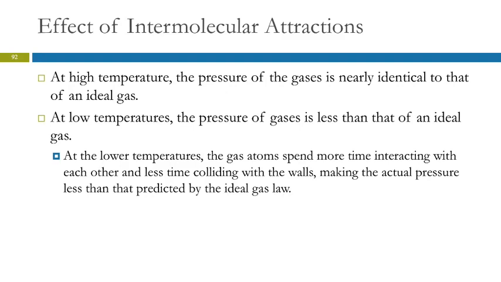Well, another thing that can happen that will cause deviation is low temperatures. So at high temperatures, we see real gases and ideal gases behaving very similarly. But at low temperatures, we observe that the pressure of the gas is lower than would be predicted by the ideal gas law. And what's happening here is the ideal gas law says that the particles do not interact at all. As you go to lower temperatures, what happens to the velocity of the particles?